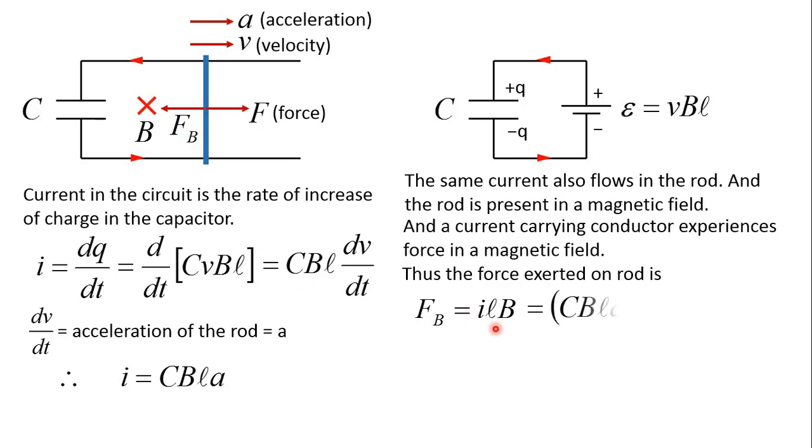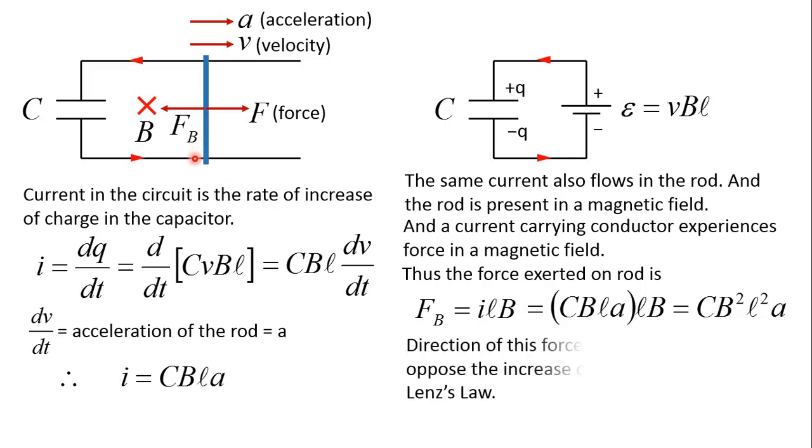Force is equal to ILB, and the value of current is CBLA. Substitute here CBLA. We will get finally that the force is CB square L square A acting on the rod, and the direction of the force will be through the left direction. Why? To oppose the increase of the flux according to Lenz's law. As you see, if the rod is moving rightwards due to this external force, this much area enclosed by the rod, that area also increases as the rod moves rightwards. So the flux is increasing here.